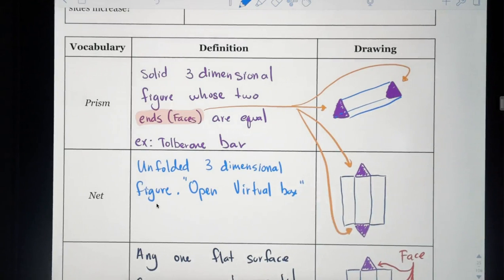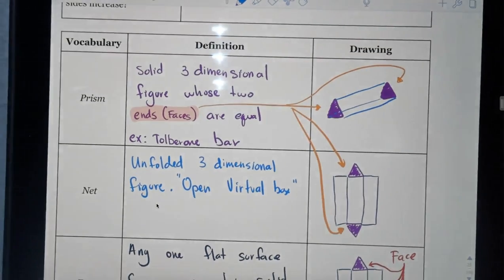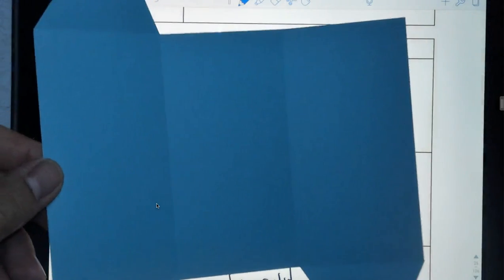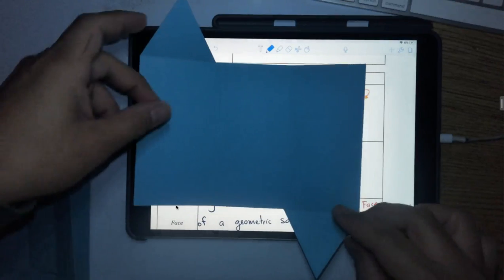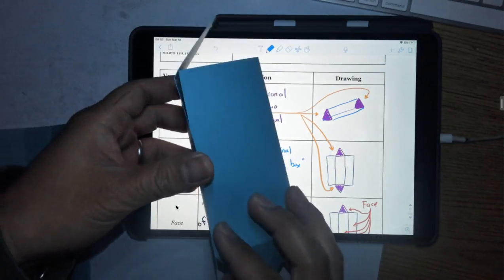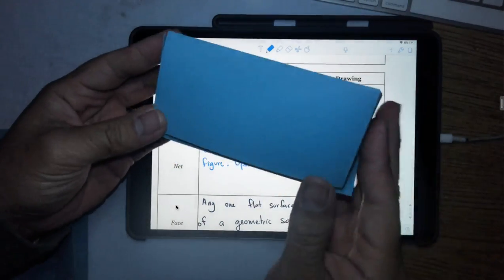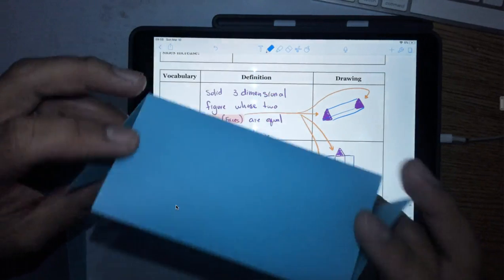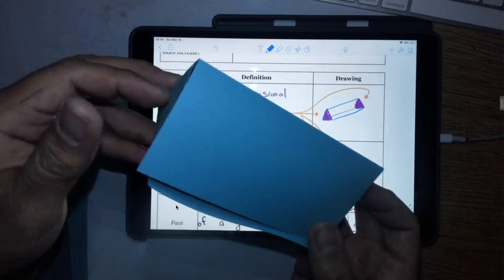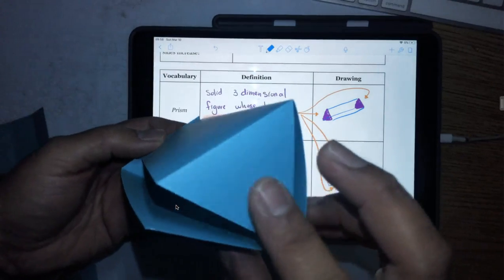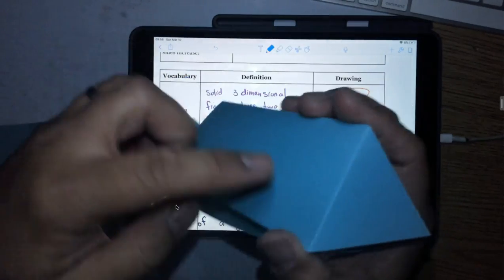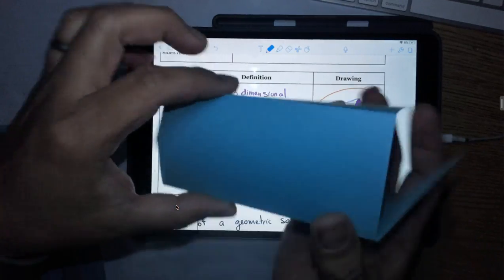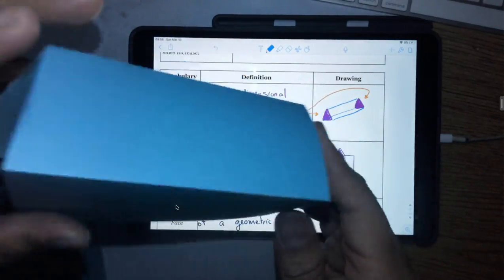A net is an unfolded three-dimensional figure. Think about your virtual box when you open it up. I do have some cutouts here so you can see what they look like. So here is that net of a three-dimensional figure. If I fold it up, I end up with a three-dimensional figure, and the ends are the same. This end is the same as this end. This is not an end, and that's not an end, because these sides need to be the same all the way through, and they're not. Whereas here, if I have a prism, I have a triangle on one end, and then here I should have a rectangle that goes all the way across. Think of a Toblerone bar, something like that.